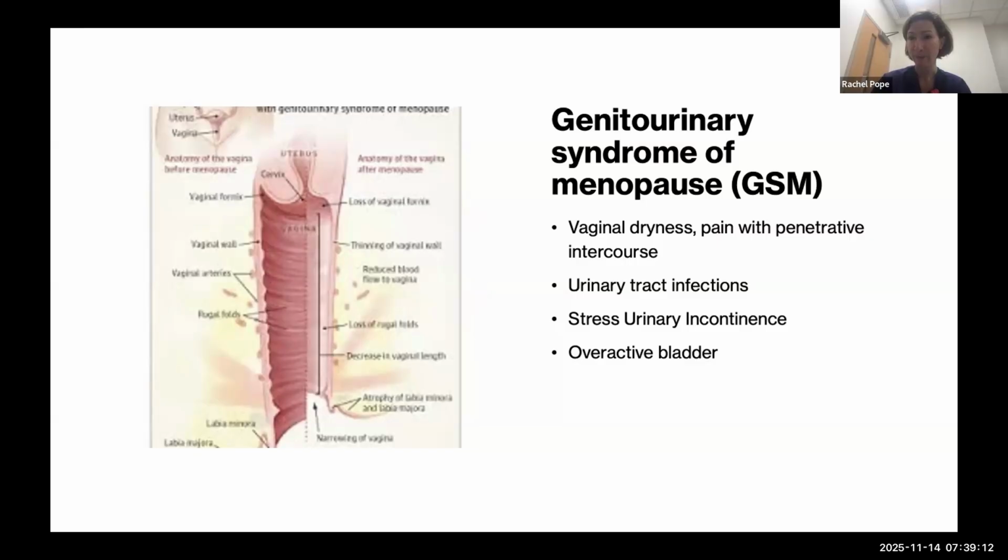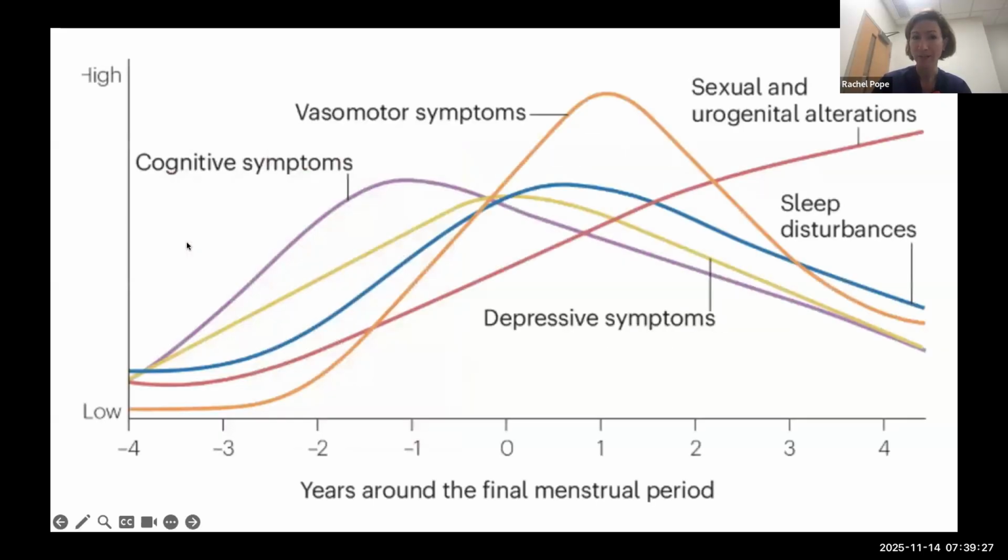And so women start to have pain with intercourse that they never experienced before. They might have urinary tract infections because of the change of the vaginal pH, or they start to have bladder symptoms like incontinence or overactive bladder. And we think all of these things are related to hormone changes.